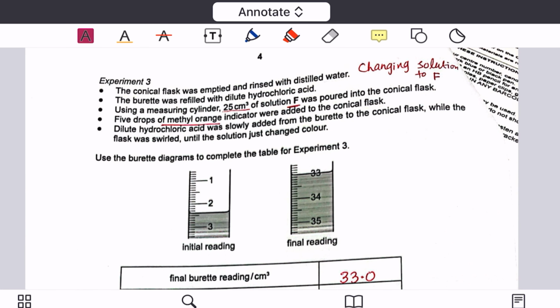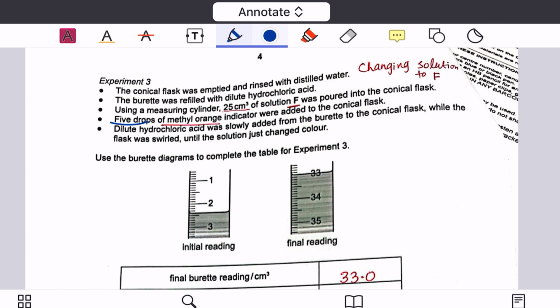Experiment number 3. The conical flask was emptied and rinsed with distilled water. The burette was refilled with dilute hydrochloric acid. Using a measuring cylinder, 25 cubic centimeters of solution F was poured into the conical flask. 5 drops of methyl orange indicator were added to the conical flask. Dilute hydrochloric acid was slowly added from the burette to the conical flask while the flask was swirled until the solution just changed color.